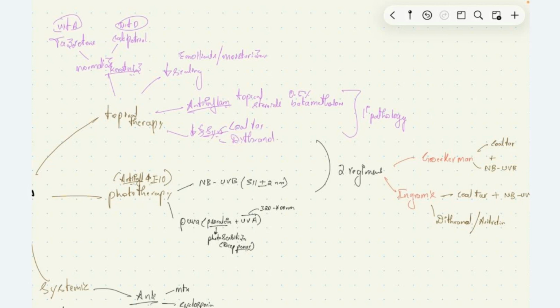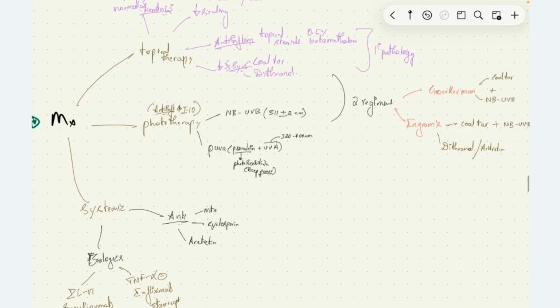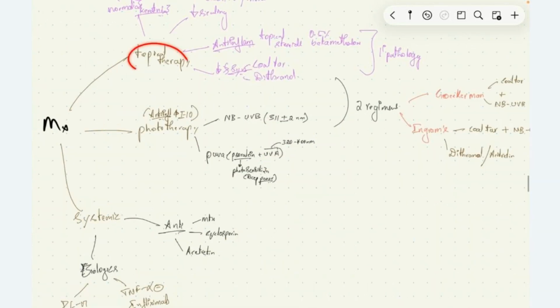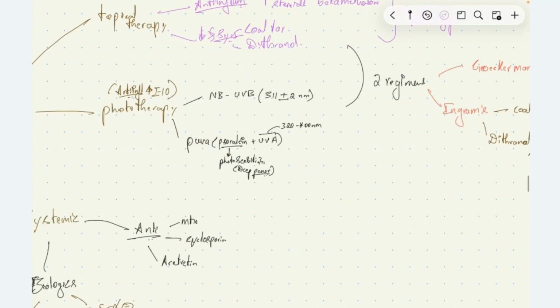And also we can use agents like tazarotene and calcipotriol, which are a vitamin A and vitamin D analog respectively, which normalize keratinization. This is topical therapy. After topical therapy, we have phototherapy, which helps by increasing the anti-inflammatory interleukins like interleukin 10. We have two types: narrow band UVB phototherapy, and PUVA, that is psoralen with UVA radiation.